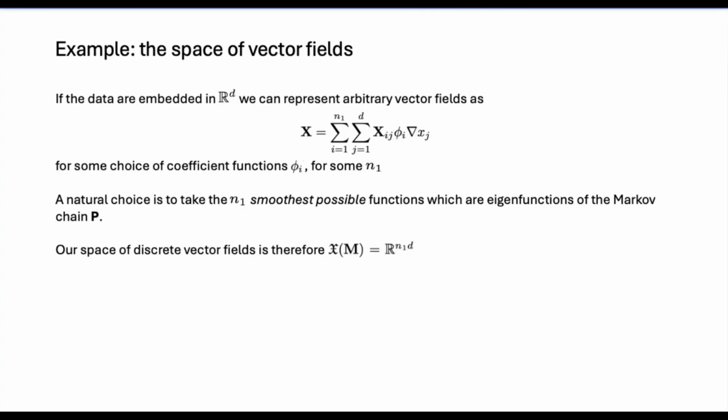a natural choice that we're going to do is to take the smoothest ones that we can. And these are going to be eigenfunctions of the Markov chain. I don't know how familiar you are with diffusion maps and manifold learning based methods. These are all roughly speaking based on how you find nice smooth functions over your data. We're basically going to use those methods to get a function basis, and we can plug that in as a way of getting these representations. So picking these, the space of vector fields is like R^(n1 d), because you have your coefficients where you've got n1 choices of one and d choices of the other.